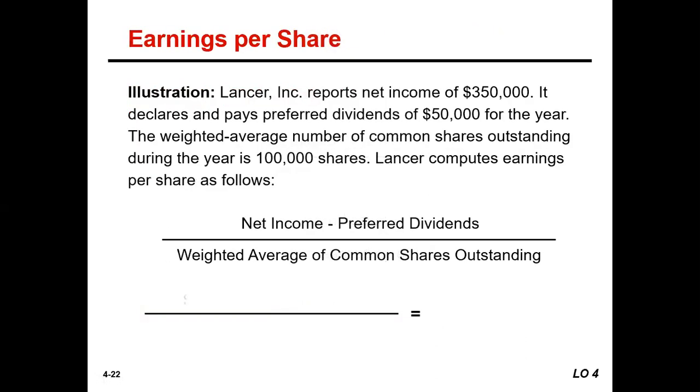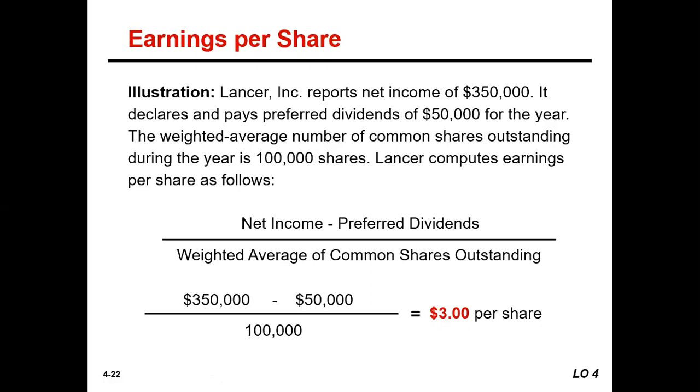All right, so here's our example of that. This says, Lancer Inc. reports net income of $350,000. It declares and pays preferred dividends of $50,000 for the year. The weighted average number of common shares outstanding during the year is 100,000 shares. So if we plug all of our numbers in, we compute earnings per share as follows: net income minus preferred dividends divided by weighted average shares outstanding. So then we would report a $3 earnings per share.